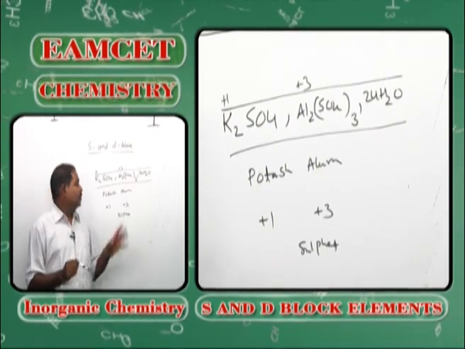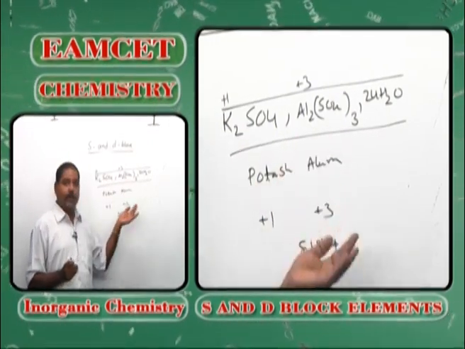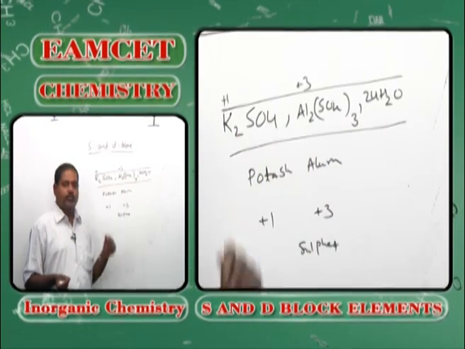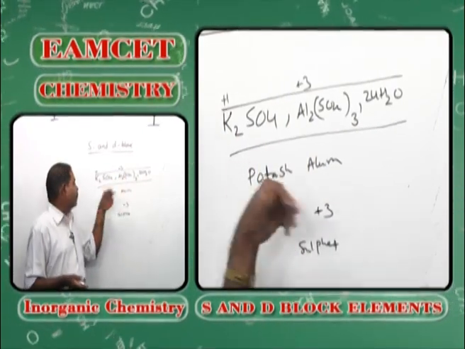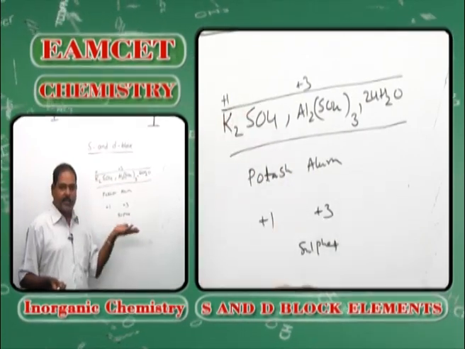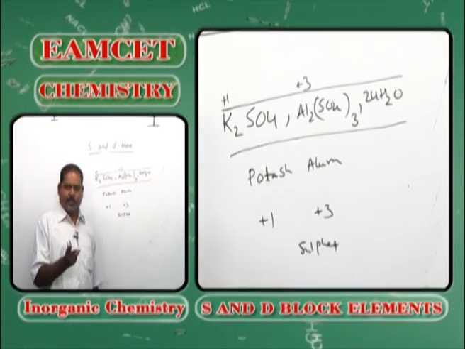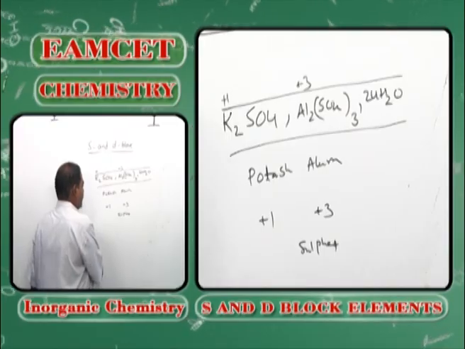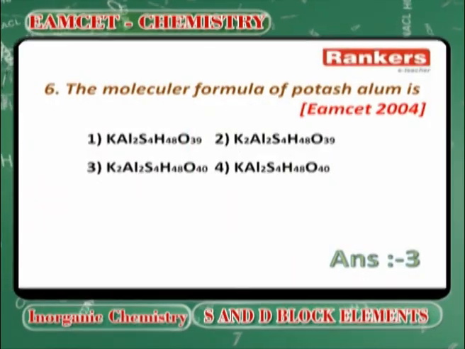So, this one is potassium alum. You can have chrome alum where Cr2(SO4)3 is there, you can have ammonium alum where NH4 plus is there, ferric alum Fe3 plus. So, there are different varieties of alums. Next question.